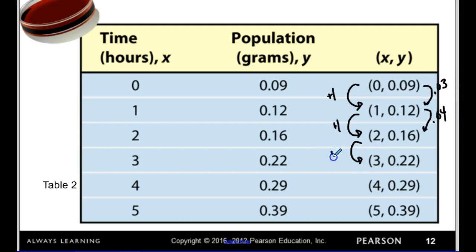So let's see what happens again. I go up 1 here, but here I go up a different amount, 0.06. So since these are not constant, this is not linear.